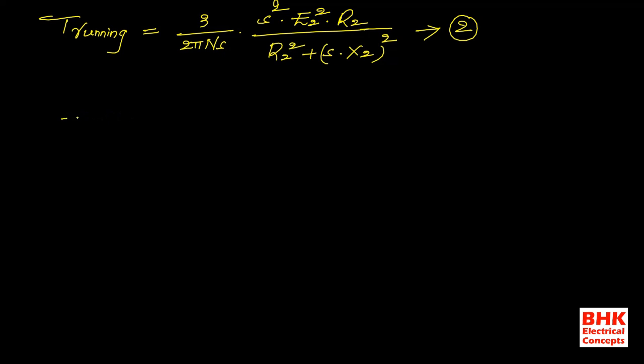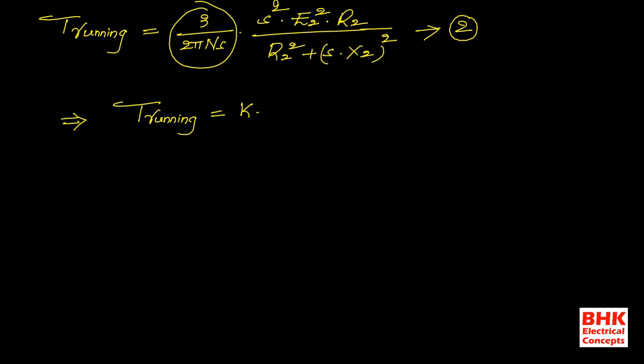Just see here. Running torque is equal to K, because this term is always constant, so I am directly considering K. And here, E2 square, where E2 is the EMF generated in the rotor. So E2 is constant, and we can directly neglect this term. And what is the remaining thing?